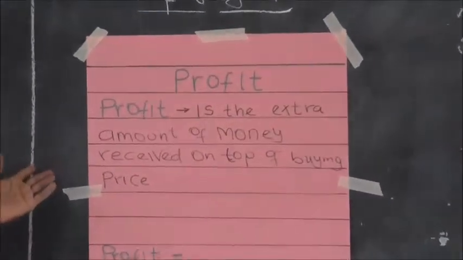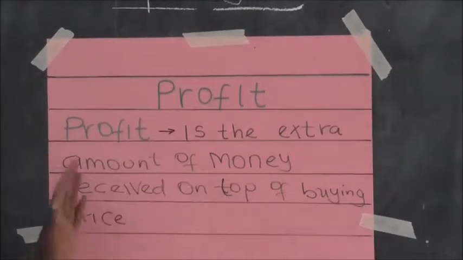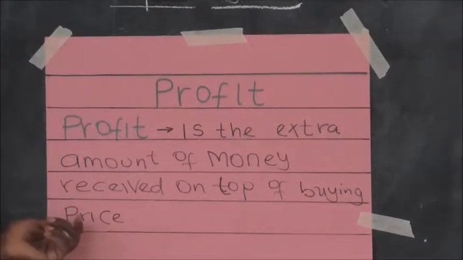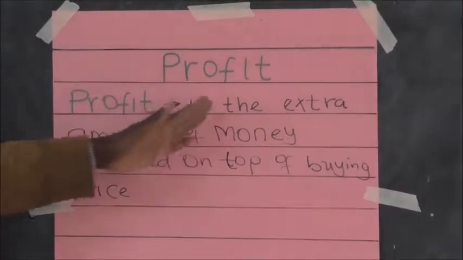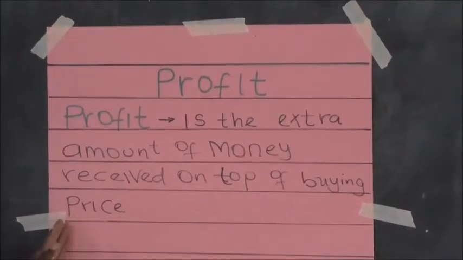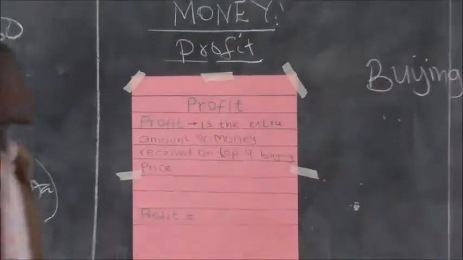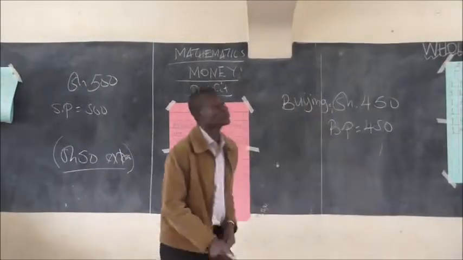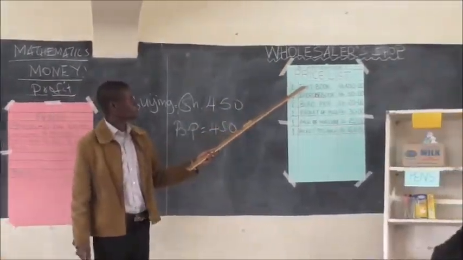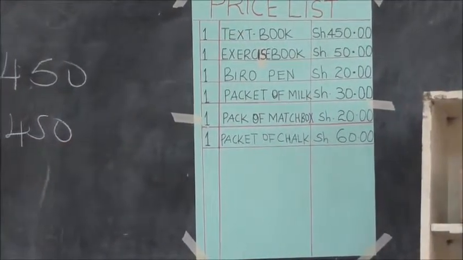Now, as you can see on the board, we say that profit is the extra amount of money received on top of the buying price. Profit is the extra amount of money received on top of the buying price. Now, why do we say it's the amount of money received on top of buying price? Now, if you look at this book list, the textbook that was bought was 450 shillings, which became our buying price.